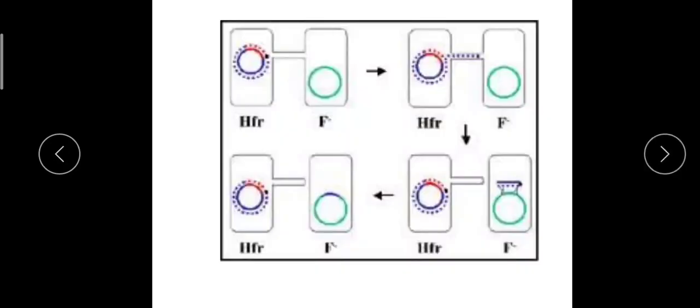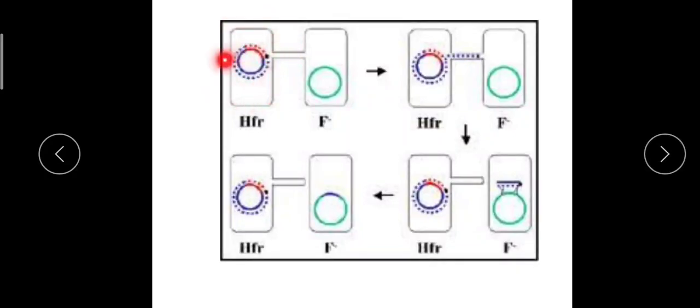If you are clear with all these, you can move to the other type of conjugation, which happens between an Hfr donor and an F negative recipient. In the first case it was between F positive and F negative. In the second case it is between Hfr and F negative. During the conjugation between Hfr and F negative, the Hfr DNA of the donor undergoes rolling circle replication, and in this process the circular Hfr DNA breaks open and becomes linear.